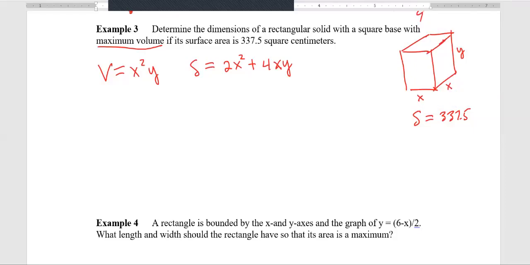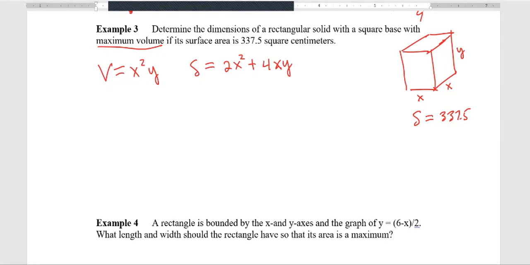Okay, here's the next one. Got a rectangular solid. I drew a little picture here, and I'm labeling things. It's a square base, so I put X and X on the bottom, and it makes it a square. And I don't know what the height of this solid is, so I put that as a Y.